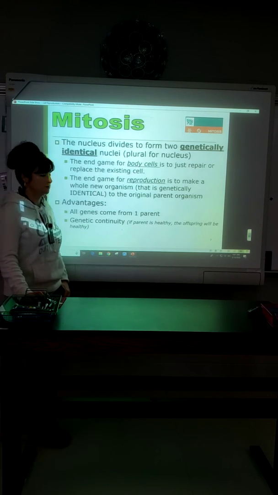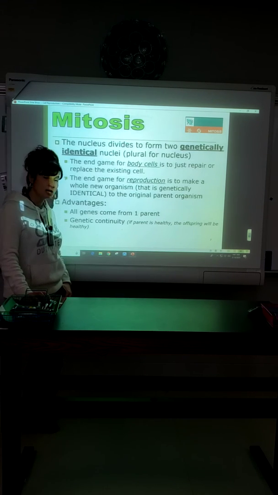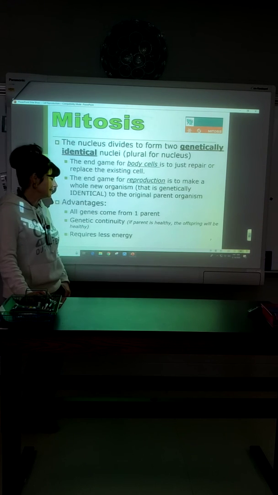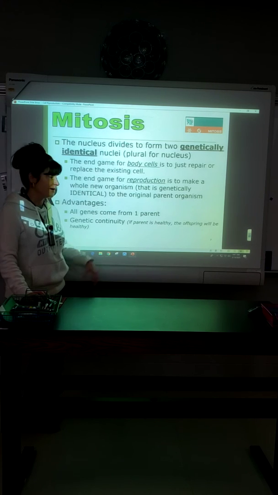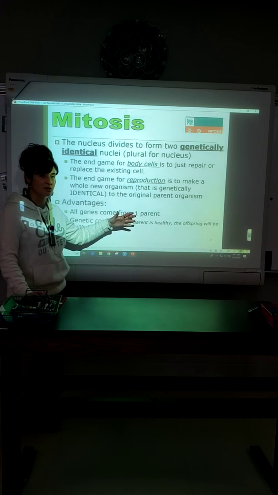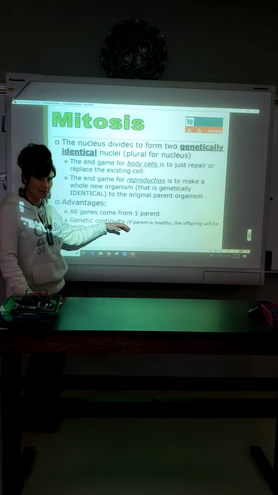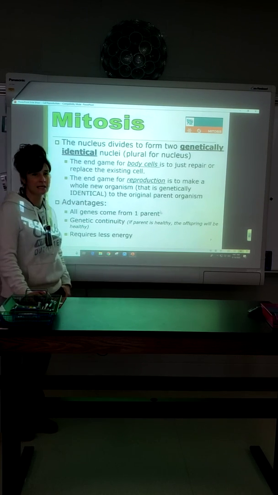Something called genetic continuity. So if you have a healthy parent that is surviving well in the environment and doing fine, chances are the offspring, since it's going to be identical to the parent, will also be healthy, successful, and do fine in the environment. Now, the only thing that can be an issue, what happens if the environment changes? And now you have an offspring that's identical to the parent. The parent's going to be kind of in trouble and maybe not fit very well in the new environment. Same thing's going to happen to the offspring. So this can be a benefit, but this can also be a disadvantage as well, depending on if things would change. And then finally, this takes less energy.